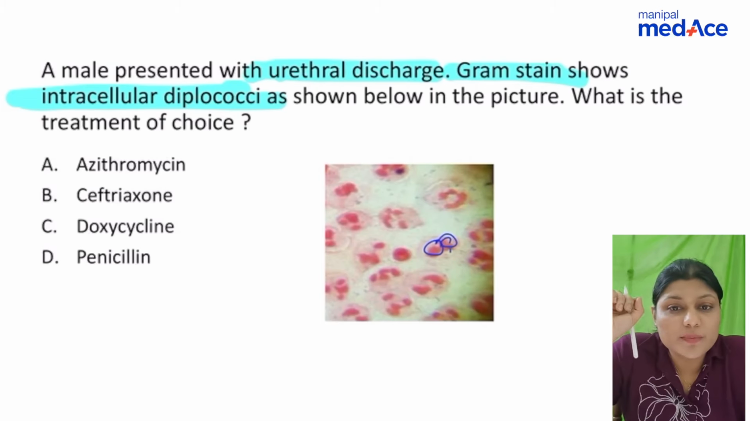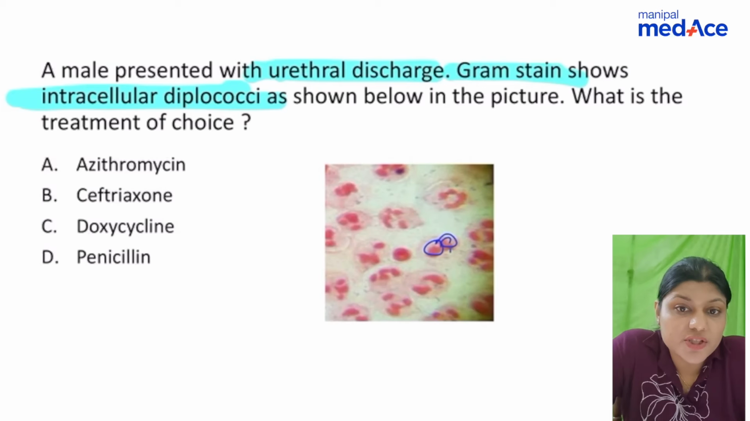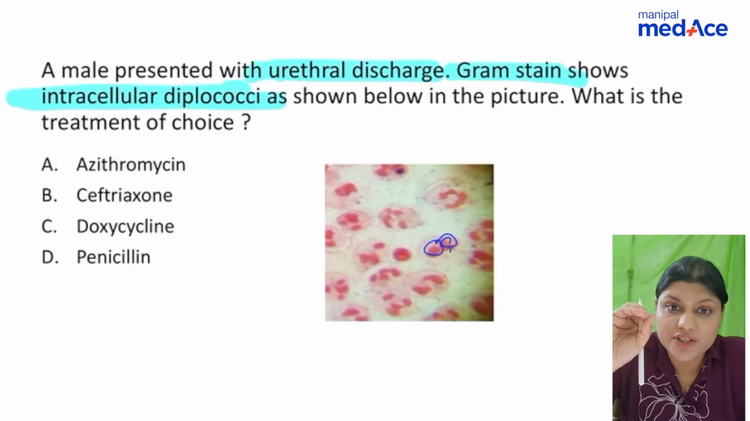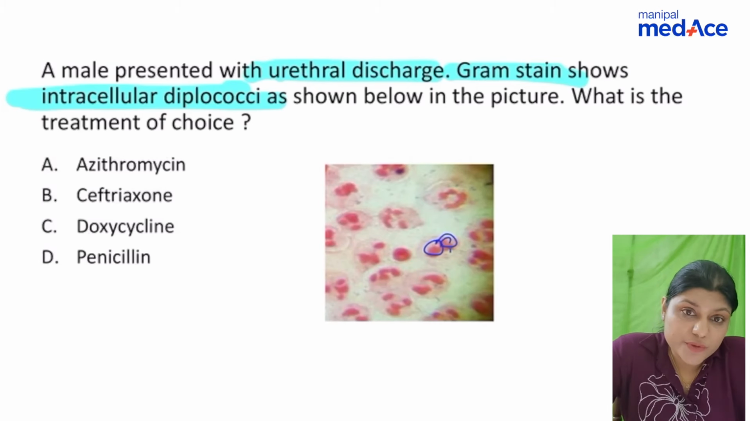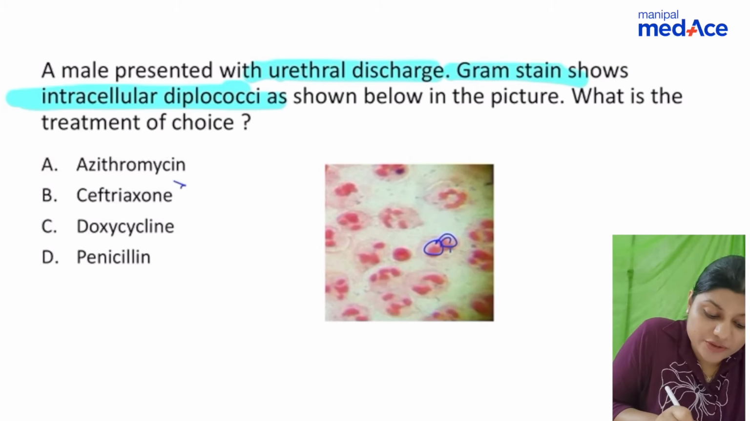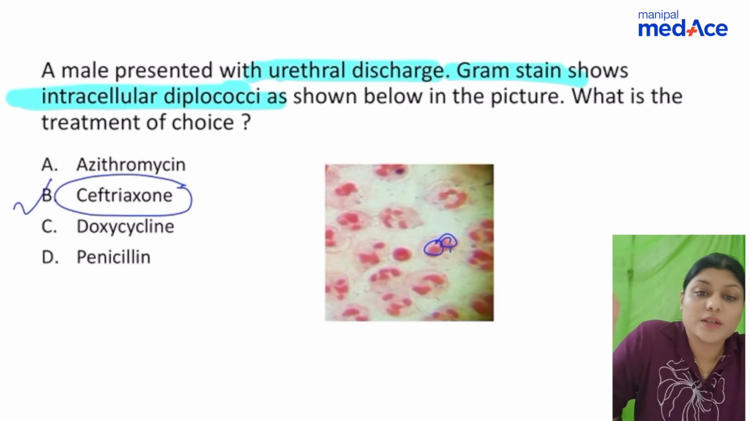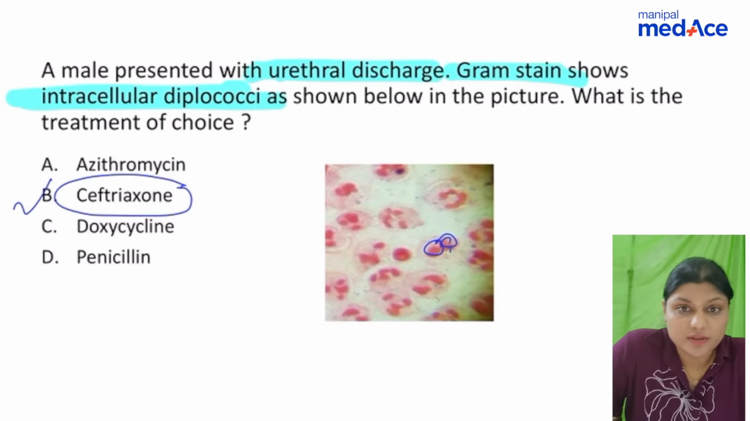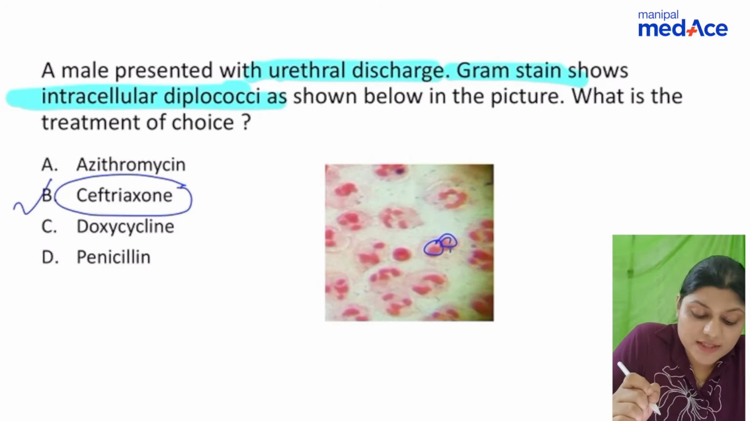The incubation period of gonococcal urethral discharge is around 2 to 5 days. These patients have profuse purulent discharge and they have intense burning sensation. The patients may complain of fever and constitutional symptoms. So the treatment of choice is injection ceftriaxone, option B. Injection ceftriaxone intramuscularly, single dose given.